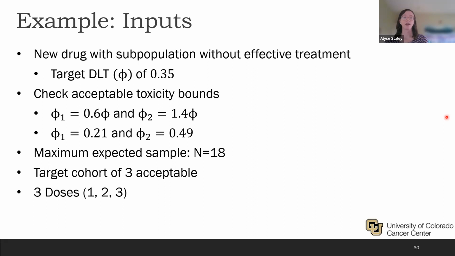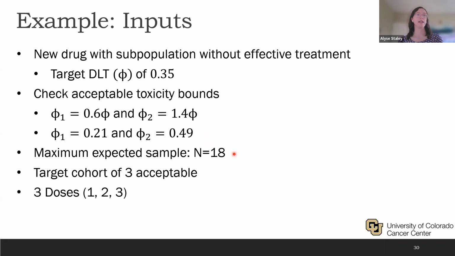The next step is to make sure the toxicity ranges are acceptable. We'll use the default constants of 0.6 and 1.4 to get 0.21 and 0.49, which are a bit higher than we had discussed earlier because our target DLT rate is now 0.35 as opposed to 0.3. Since this is a standard example, we'll say that the investigators are fine with these toxicity ranges.